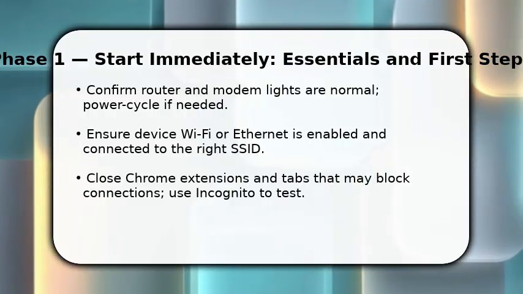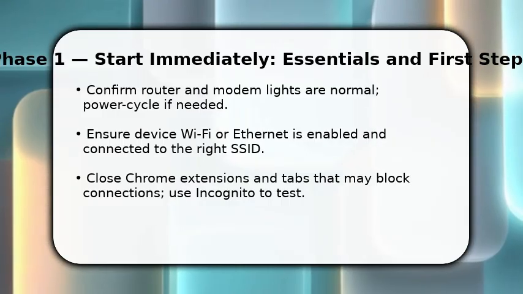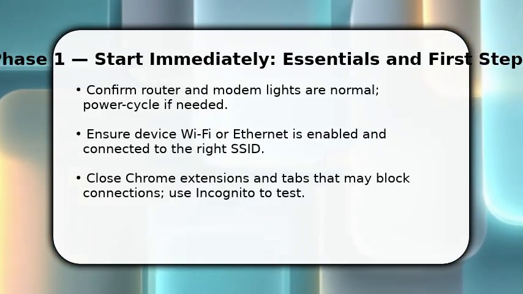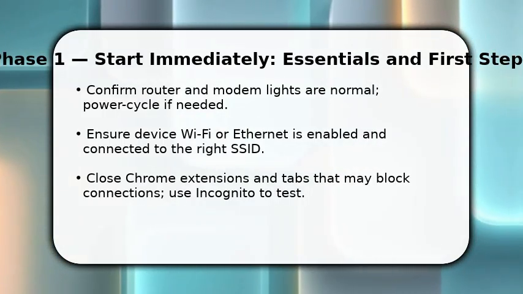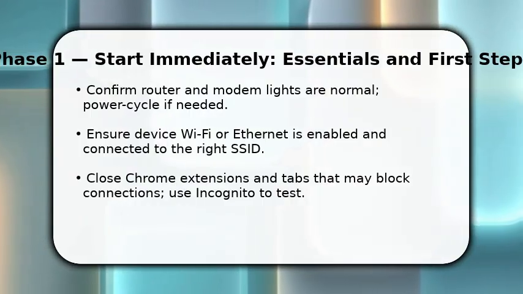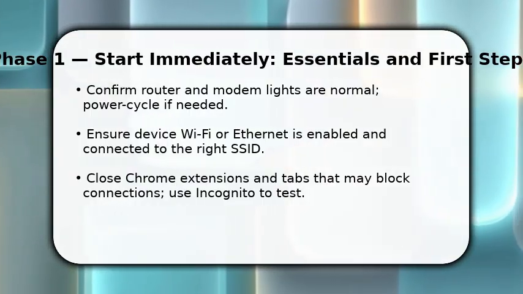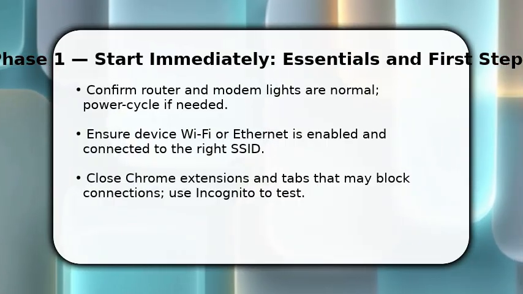You begin by confirming the essentials. Router and modem are powered and showing normal lights. Next, check your device's Wi-Fi or Ethernet connection and join the correct network. If uncertain, toggle the adapter off and on.